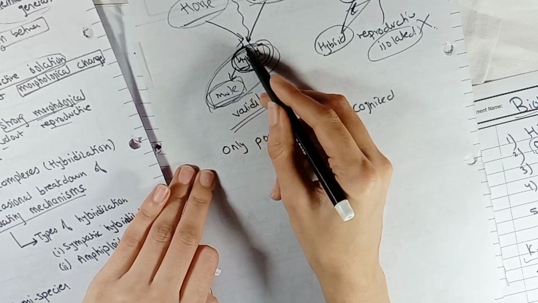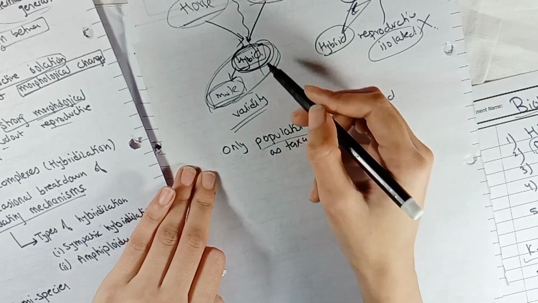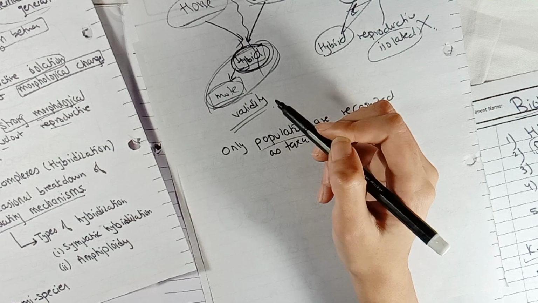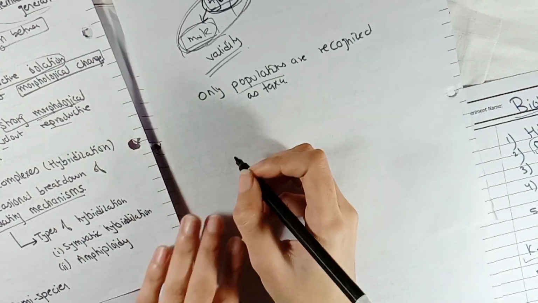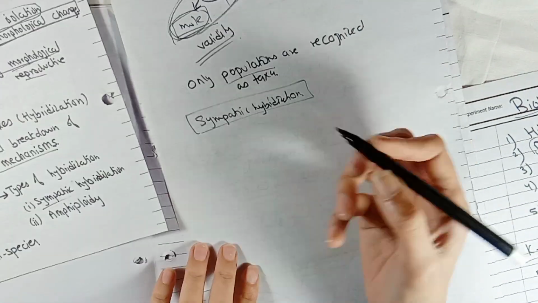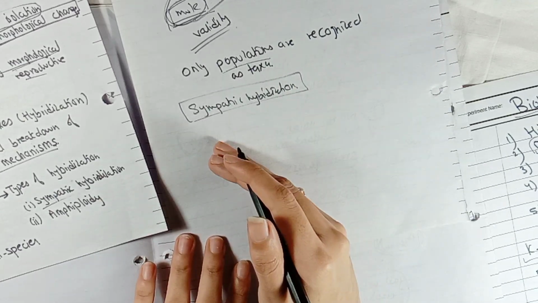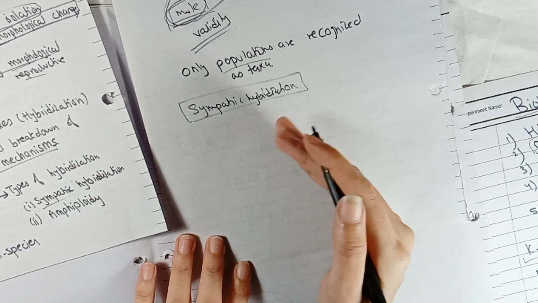Hybrids are totally different from the populations. Those are the hybrids, those are not the populations. Okay, so in the two types of hybridization, we will look at the sympatric hybridization. Now the species, they try to maintain their genetic integrity over a wide area in which they occur.